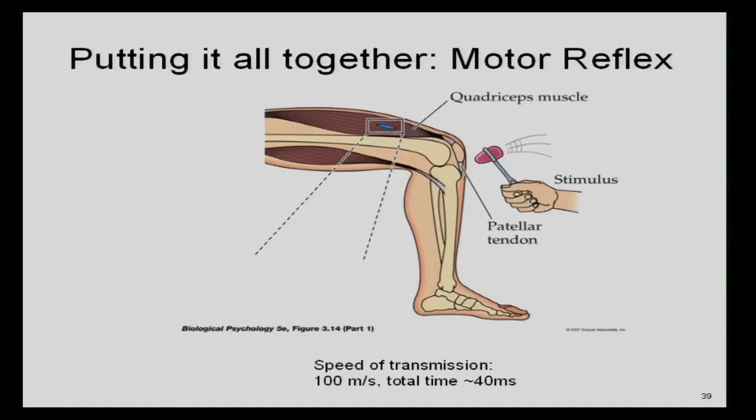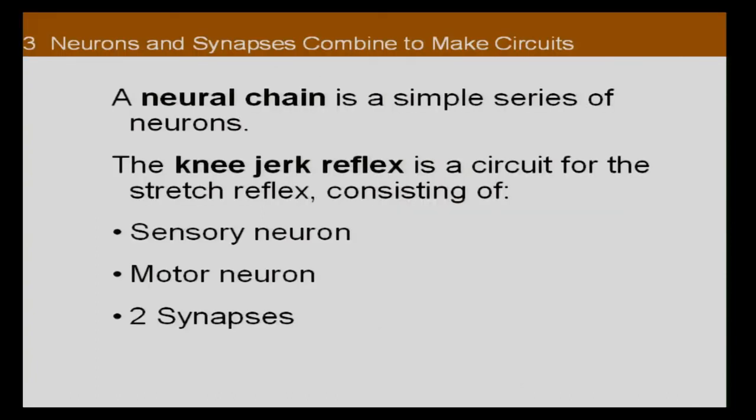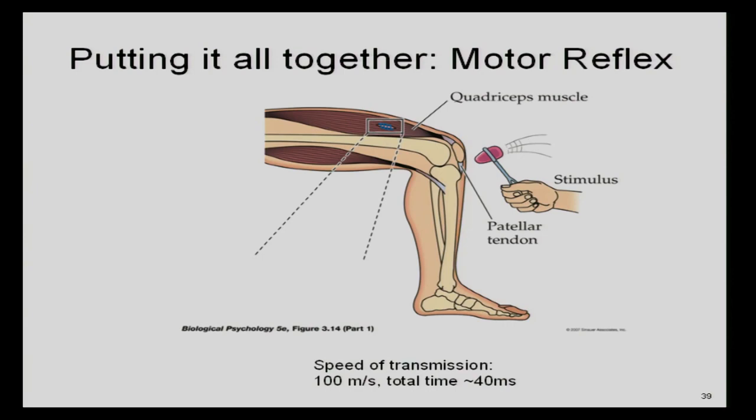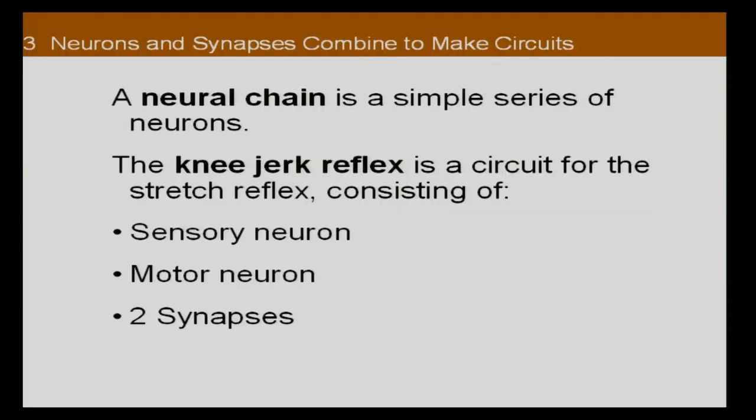This reflex arc that we're going to define is an example of a neural chain, a simple series of neurons. And the knee-jerk reflex is really a circuit for what's called the stretch reflex that we're going to go over in much more detail in the motor lecture coming up after our sensory systems. This knee-jerk reflex consists of one sensory neuron, one motor neuron, and two synapses. That's all. So let's look to see how these three elements, sensory neuron, motor neuron, and two synapses, in 40 milliseconds can allow our knee-jerk reflex to happen.